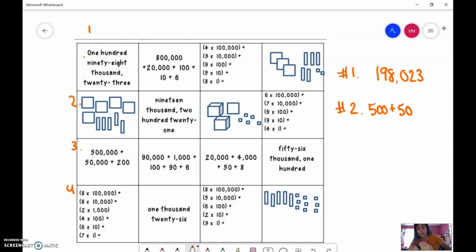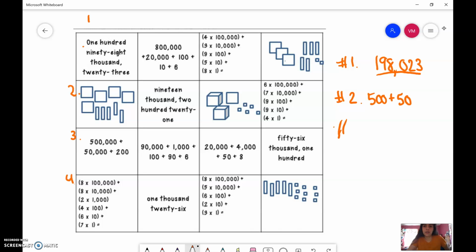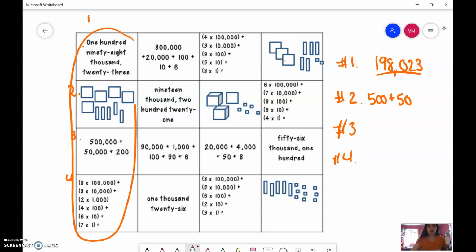Number 3 is an expanded form already. So you can do it through word form or expanded notation or just standard. Remember, standard form just uses digits, like from 0 to 9. So now I'm going to do number 3 or number 4. You see that? Because I'm following the row. So I'm just going to concentrate on those.